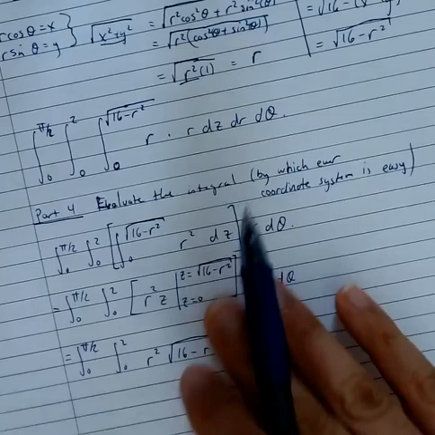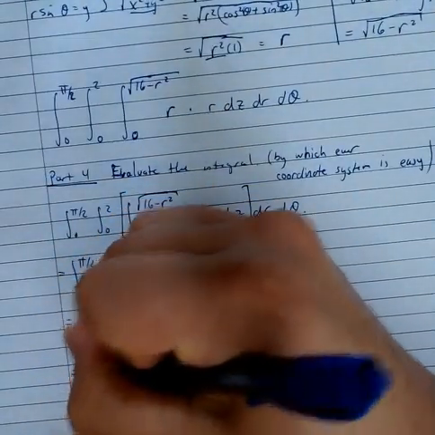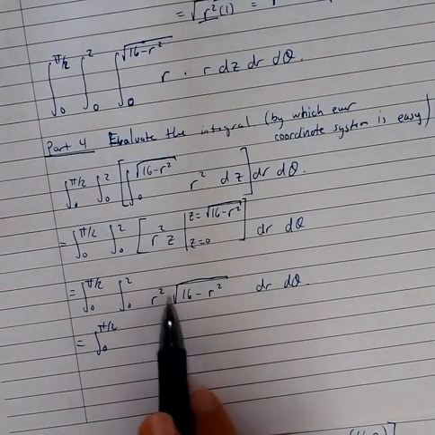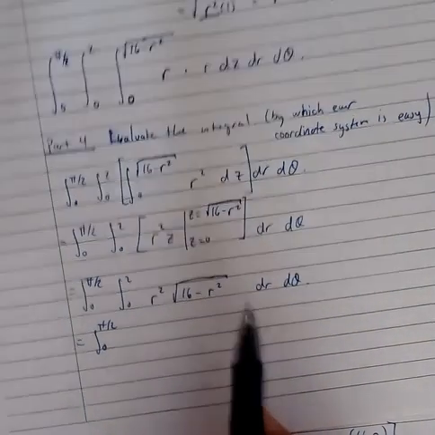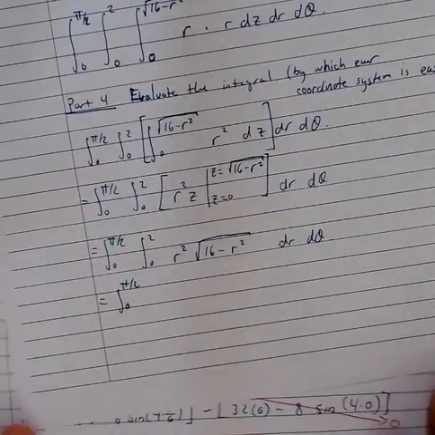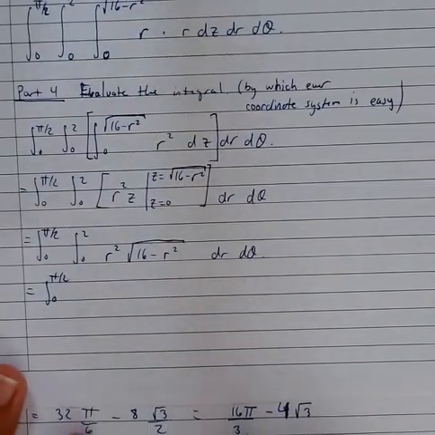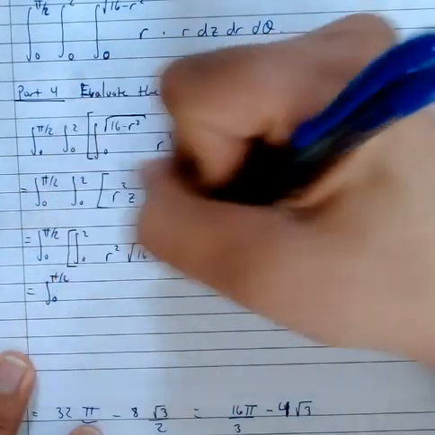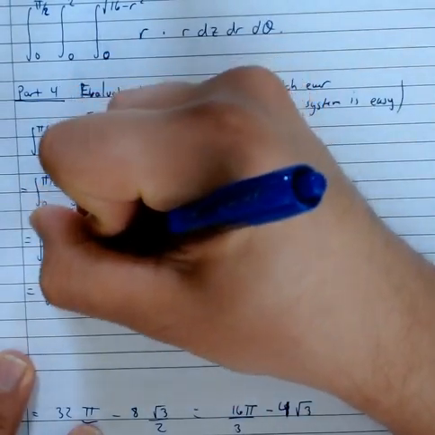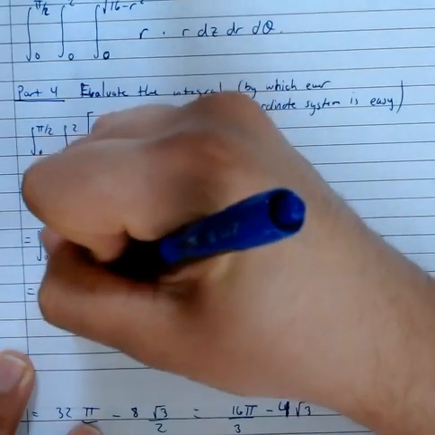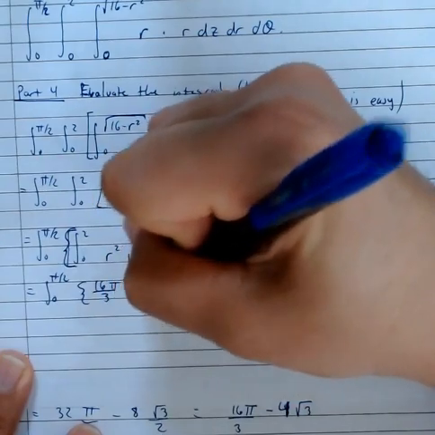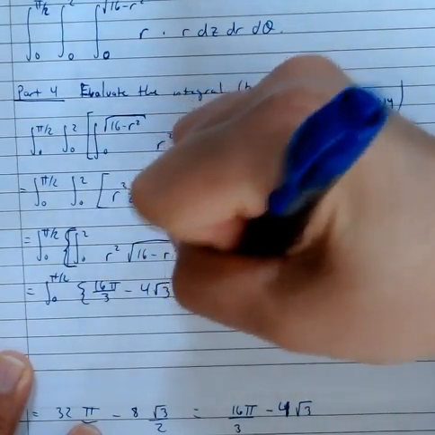So coming back over here, I can just write this as equal to the integral from 0 to pi over 2 of the integral from 0 to 2 of r squared square root of 16 minus r squared dr. We found that that was 16 pi over 3 minus 4 root 3. Okay, so this whole thing here just becomes this number here, 16 pi over 3 minus 4 root 3, like that.